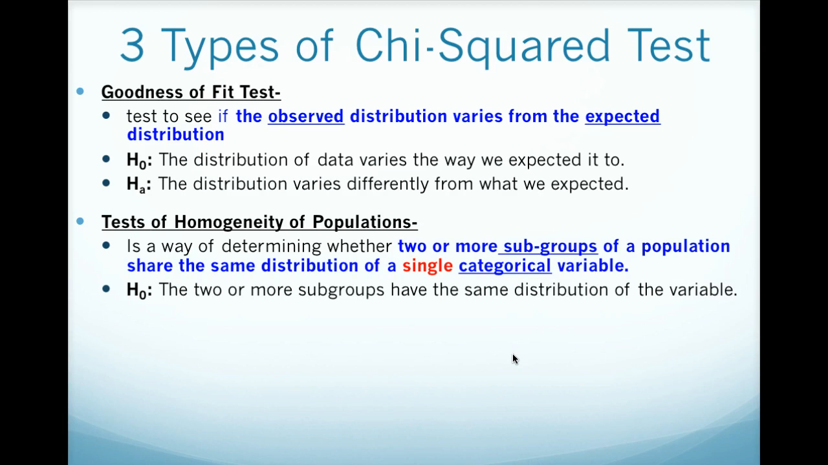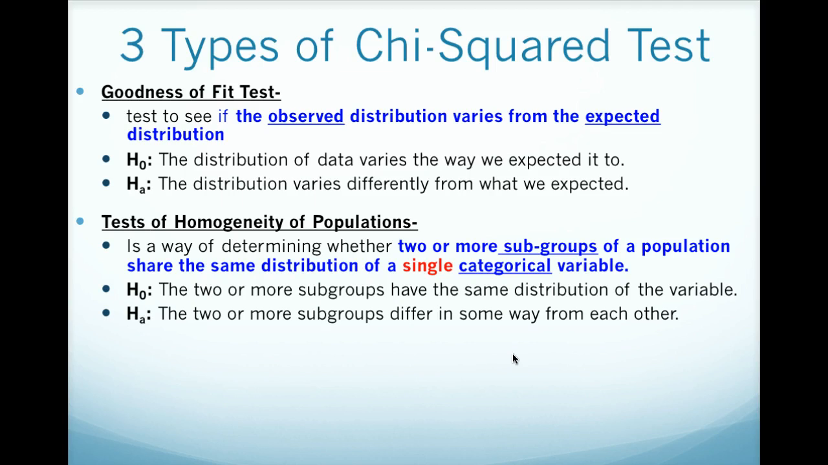Now we're going to start by assuming our null hypothesis that the two or more subgroups have the same distribution, and our alternative is going to be that they differ in some way from each other.